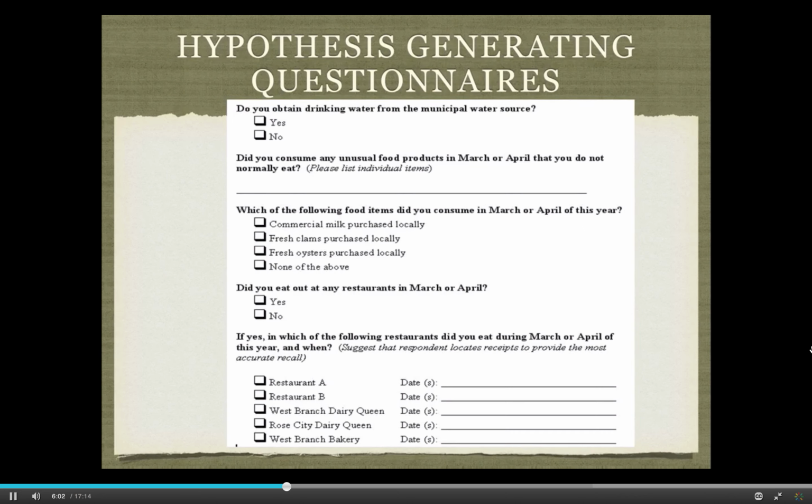This is an example on your screen of a hypothesis generating questionnaire. As you can see, initially we ask, do you obtain drinking water from a municipal source? Yes or no. Did you consume any unusual food products in March or April that you do not normally eat? And that's an open-ended question. And that is followed by several other close-ended questions with specific options for the participant to choose. And in this example, we're simply exploring what might be the cause or the factors related to an outbreak that is being investigated.